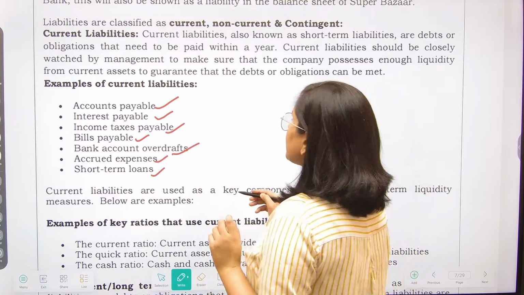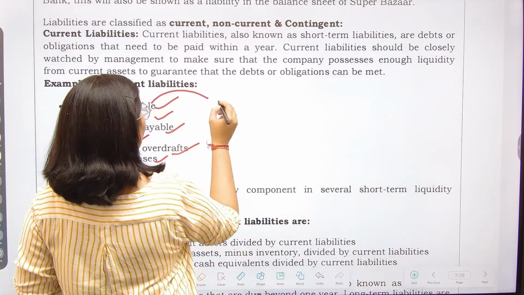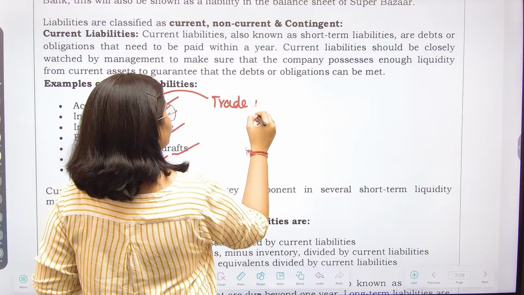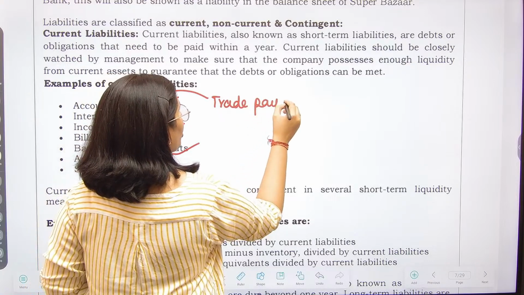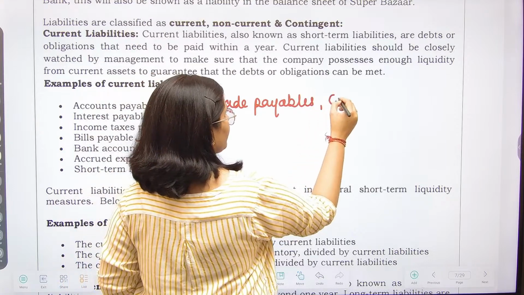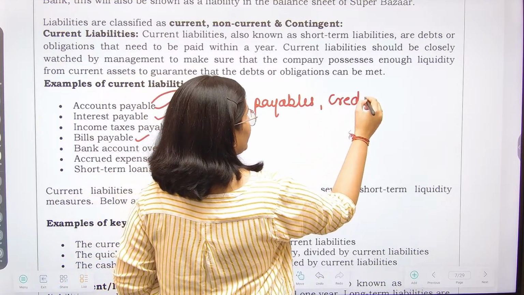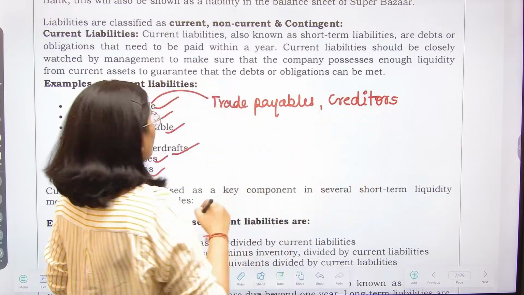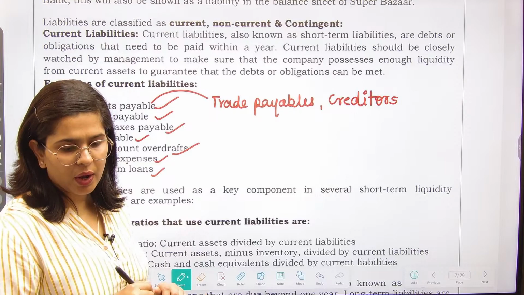First of all, what is accounts payable? Accounts payable, also called the trade payables, also called creditors. You can call it anything that you want. These are all the different names of the accounts payable. What does it mean by accounts payable?